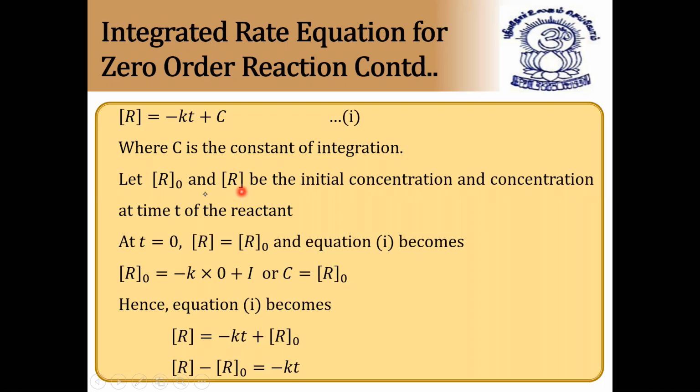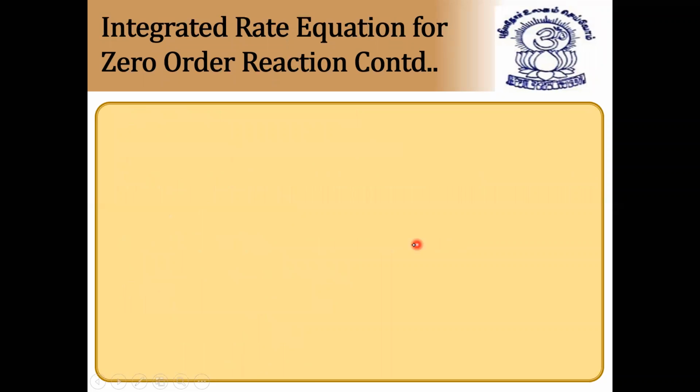Let [R]0 be the initial concentration, and [R] be the final concentration of the reactant at time t. At t equal to 0, [R] is equal to [R]0, because the initial concentration of reactant is [R]0. So equation 1 becomes [R]0 is equal to minus k into 0 plus C, that is C equal to [R]0. Hence equation becomes [R] minus [R]0 is equal to minus kt, that is [R]0 minus [R] is equal to kt. This is the integration formula.